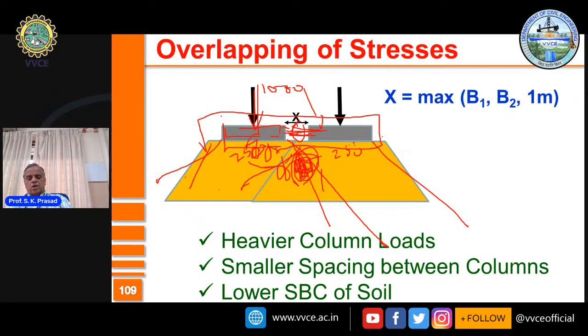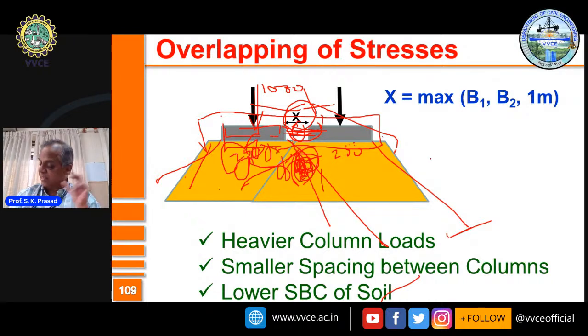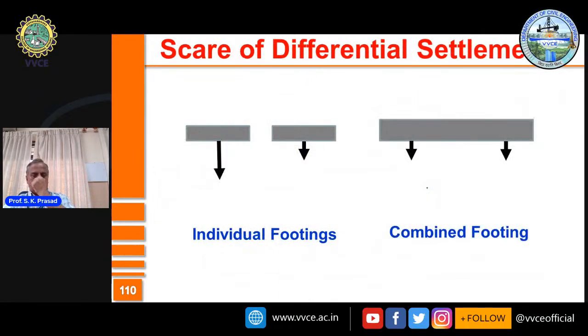So whenever the column loads are heavy, spacing between the columns is less, or soil has very low bearing capacity, in all these situations the value of the spacing between the two footings is small. So don't go for isolated footings. You need to go for combined footing.